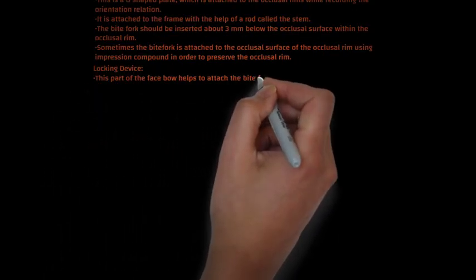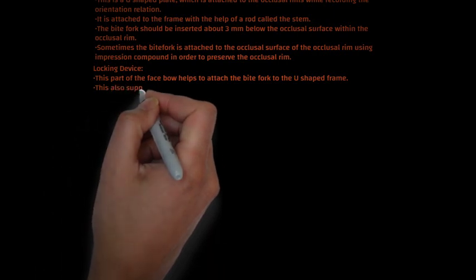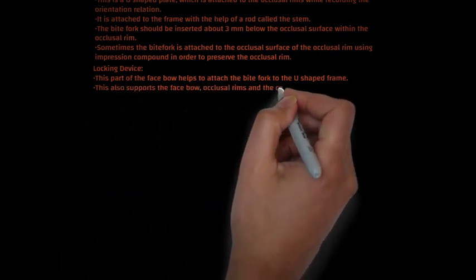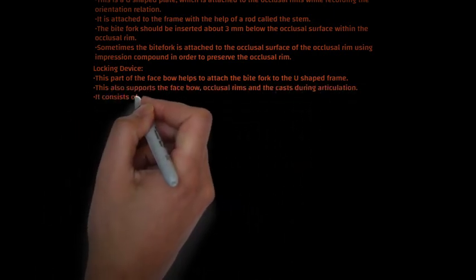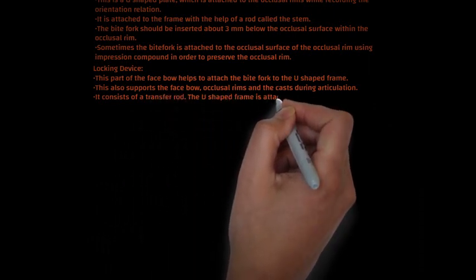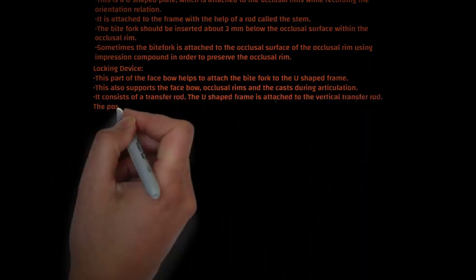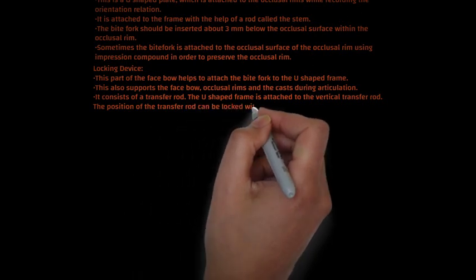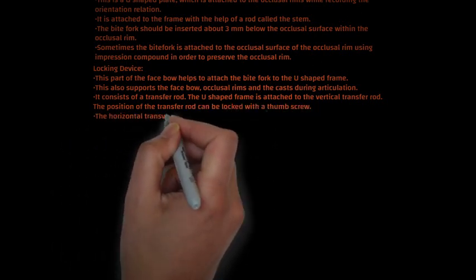Locking device. This part of the face bow helps to attach the bite fork to the U-shaped frame. This also supports the face bow, occlusal rims and the casts during articulation. It consists of a transfer rod. The U-shaped frame is attached to the vertical transfer rod. The position of the transfer rod can be locked with a thumb screw.